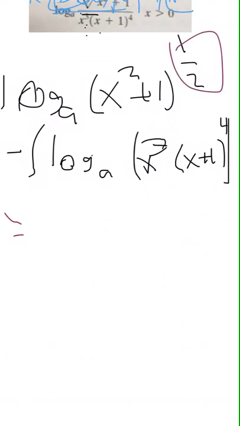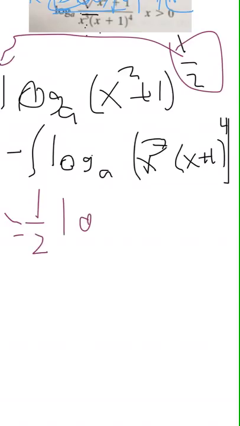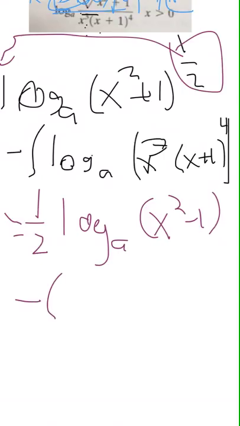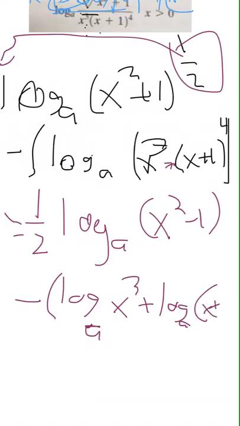So now, you see this 1/2 right here that has an exponent. You can move that in front, so it'd be 1/2 times log base a of x squared plus 1, minus, open parentheses, see how you're multiplying these together? Well, you can expand those and add them. Log base a of x to the third plus log base a of x plus 1 raised to a power of 4. That's supposed to be a 4 right there.